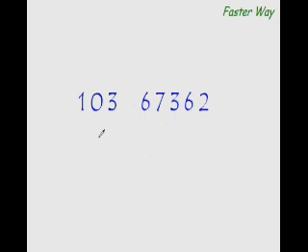The faster way of dividing when the divisor is a 3-digit number is not very different from what we have seen in the last video. The only thing is that since there are 3 digits here, you take the first 2 digits as your main divisor and keep the last digit as the unused digit.